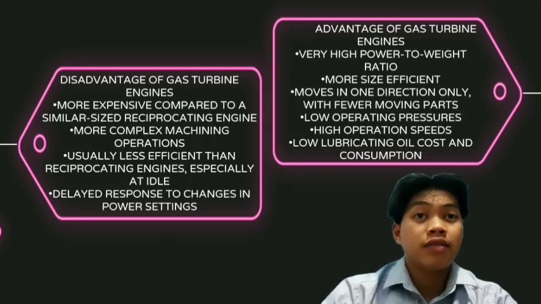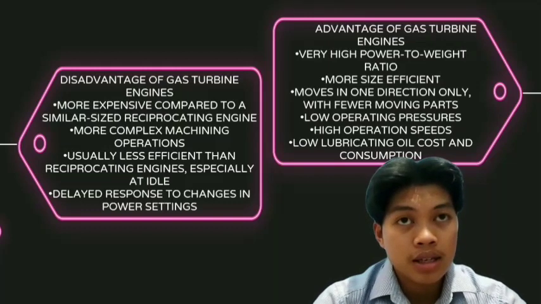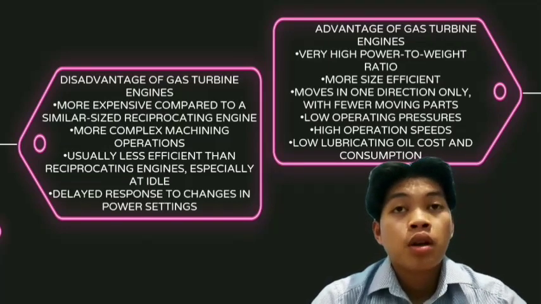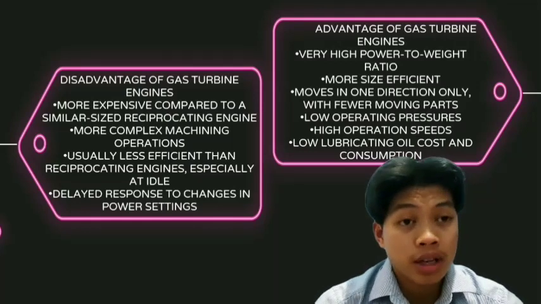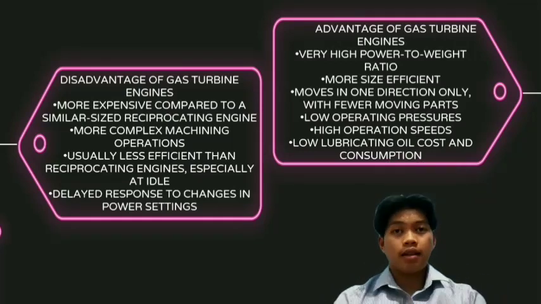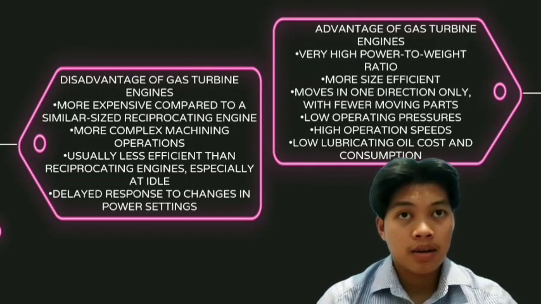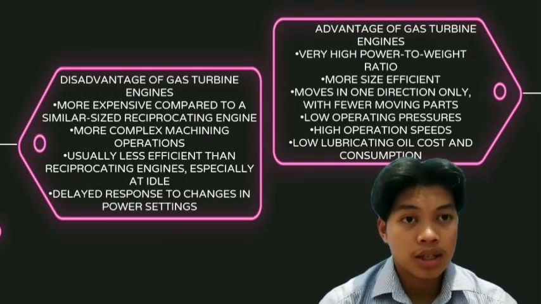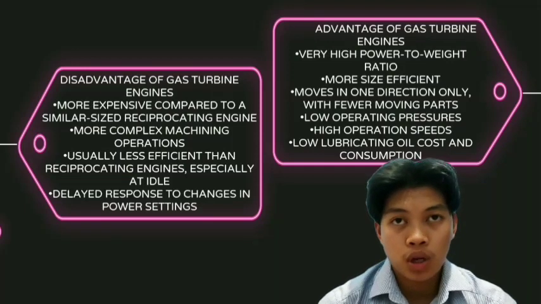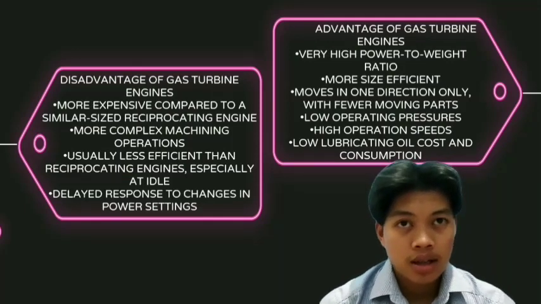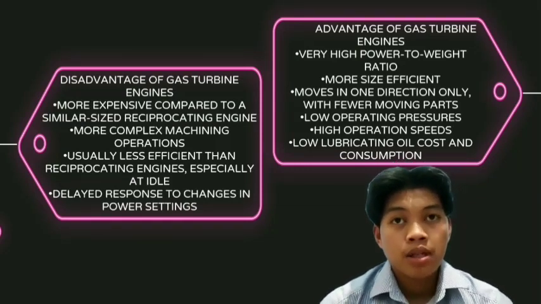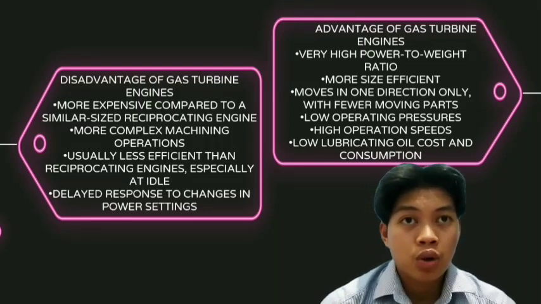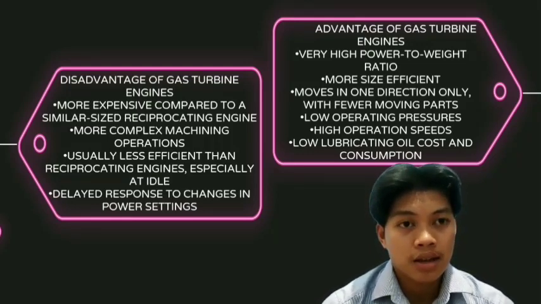While the disadvantages of gas turbine engines are that they are more expensive compared to a similar size reciprocating engine. Besides that, more complex machining operations. Besides, they are usually less efficient than reciprocating engines, especially at idle. Besides, there is a delayed response to changes in power settings.